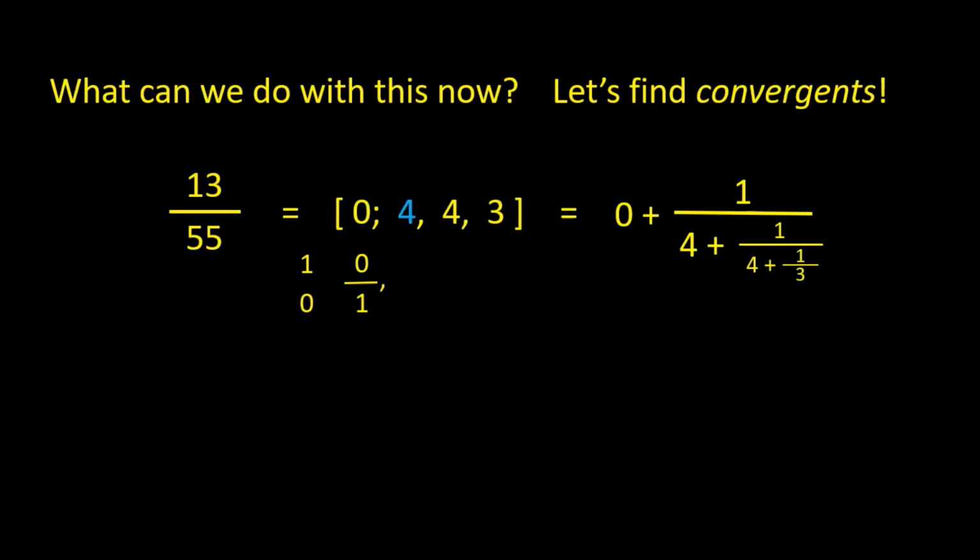Looking at our next partial quotient, which is 4, we now really start to see how the machinery is going to work. We're going to multiply and then add. So 4 times 0 is 0, and then we add 1 and get 1. Great. Now we do the same thing with denominators. We take our partial quotient 4, multiply, and add. 4 times 1 is 4, add 0, that's still 4, and we have our second convergent, 1/4.